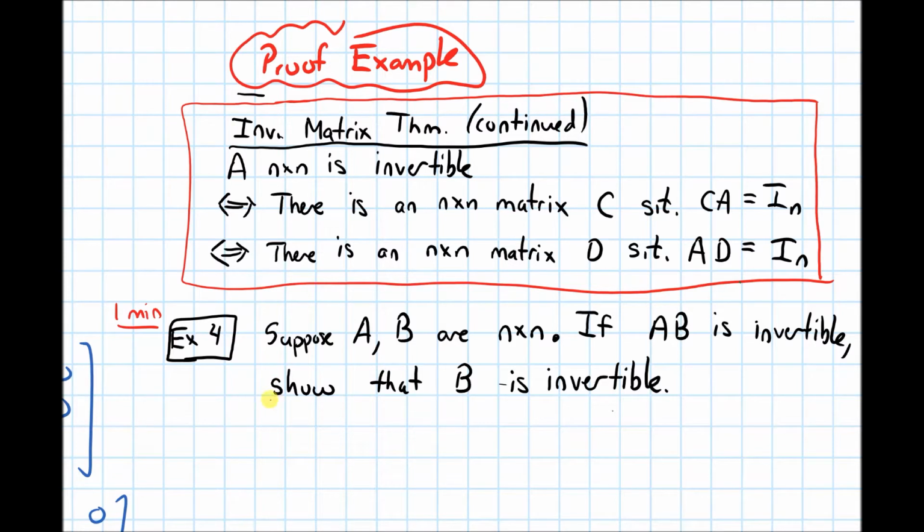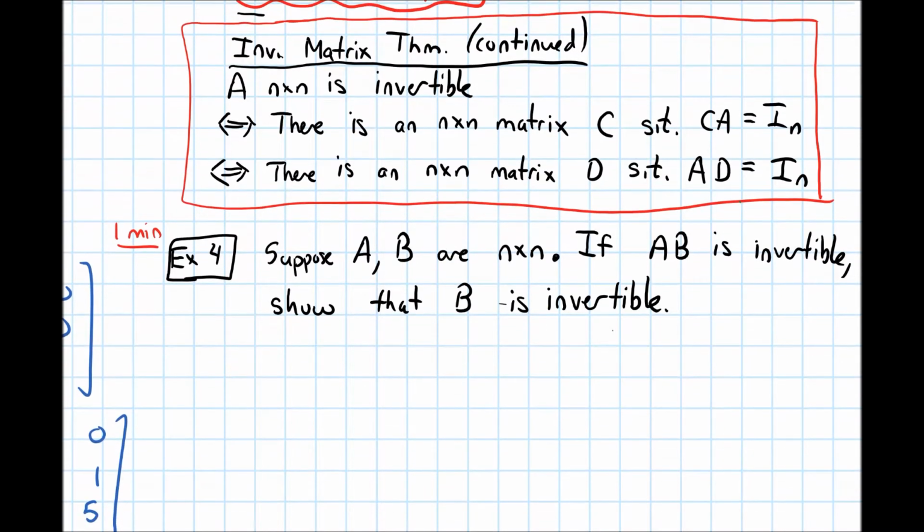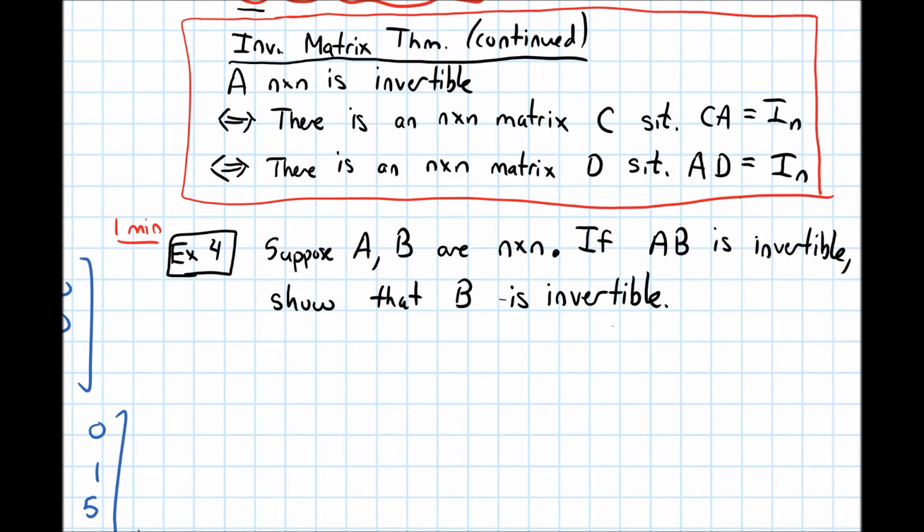Okay, so let's read the example and get into it. Suppose A and B are n by n. If A times B is invertible, I want to show that B is invertible. So here's my example. One quick comment is that when a problem says to show something, that's another way to say prove this. I want to prove that B is invertible.